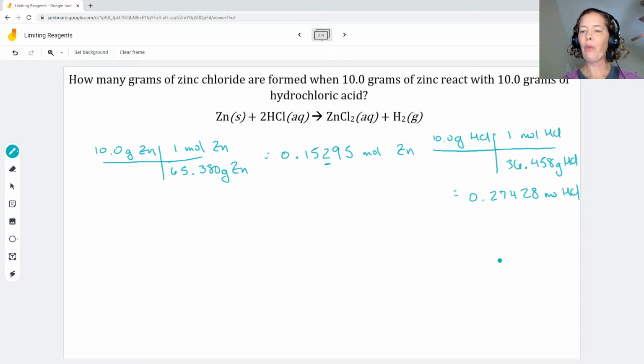Again, I'm going to mark where my sig figs should be. This is 3 sig figs in the 10 grams. And again, we've got 5 here. So I should have 3 sig figs. So again, I'm just going to mark at that third decimal right there.